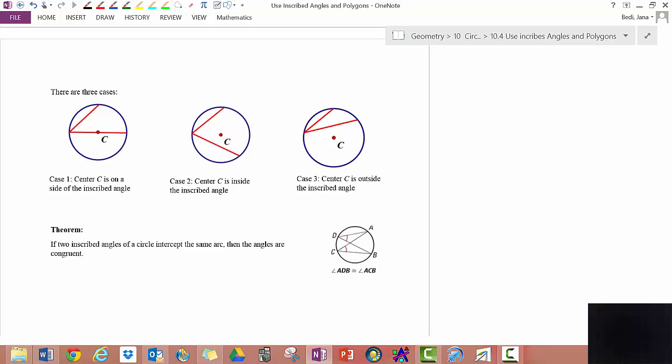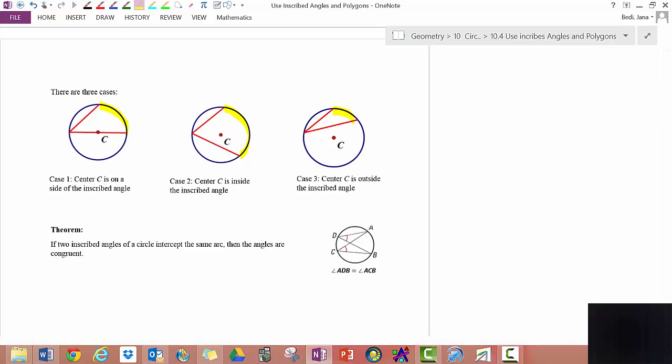Okay, now the way you can form an intercepted arc is there are three cases. In the first case, you see that the center C is on a side of the inscribed angle, so this is your intercepted arc. In the second case, the center C is inside the angle, so that's your intercepted arc. And in the third case, the center C is outside the inscribed angle, that's your intercepted arc. And this is just so that you are not thrown off when you see it either way.